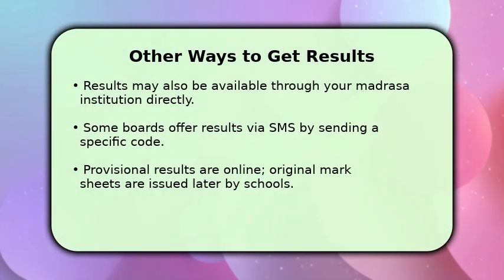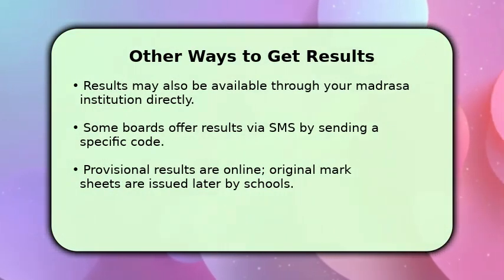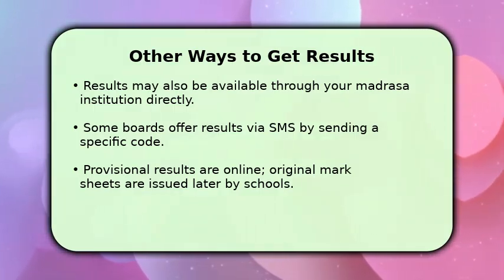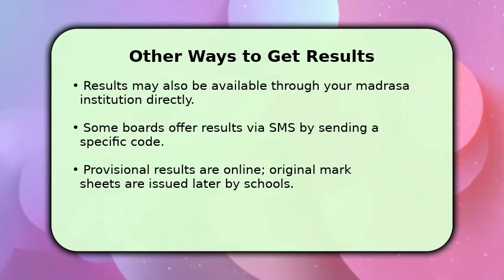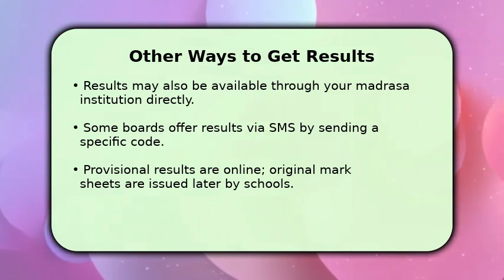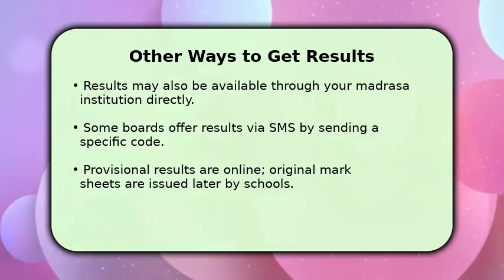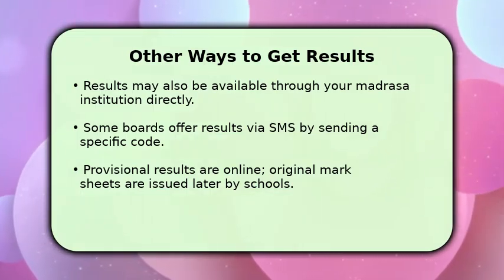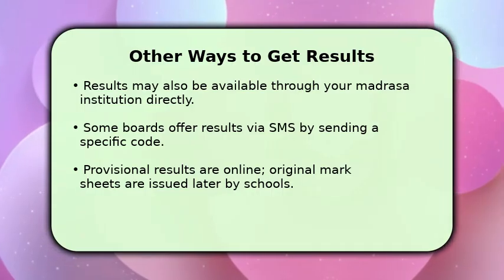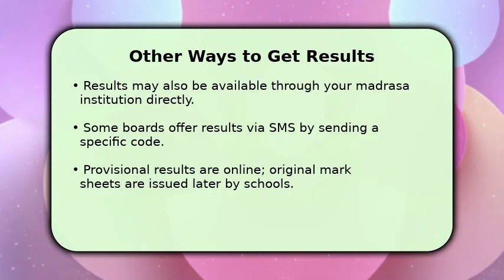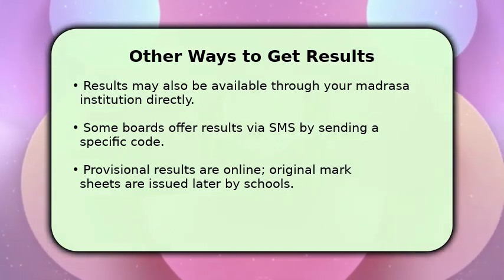While online checking is convenient, there are other ways to obtain your results. Your Madrasa institution often receives the results directly and can provide them to you. In some regions, you might be able to get your results via SMS by sending a specific message format to a designated number. Remember, the online results are usually provisional. Your official mark sheet will be issued by your Madrasa or school authorities at a later date.